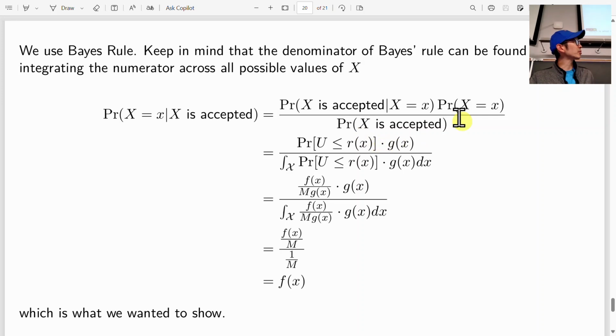So this part, what's the probability of generating the value of X? Okay, this is coming from our proposal distribution. We're going to generate values, and that particular value of X is going to be the PDF of our proposal distribution, which is g.